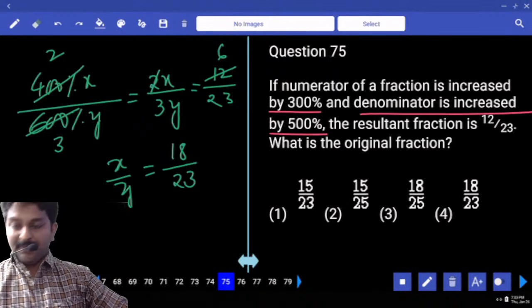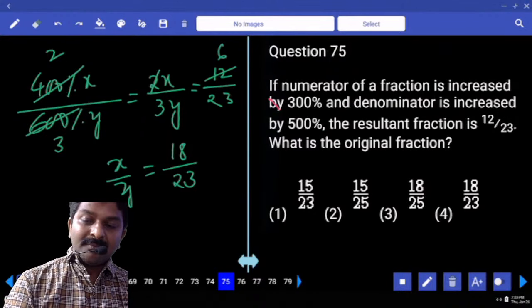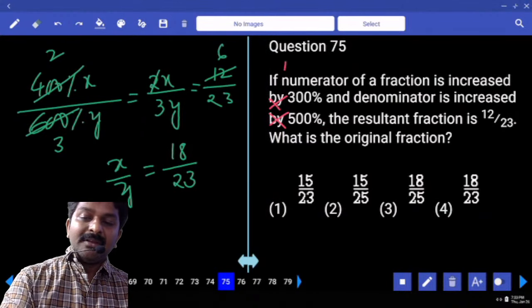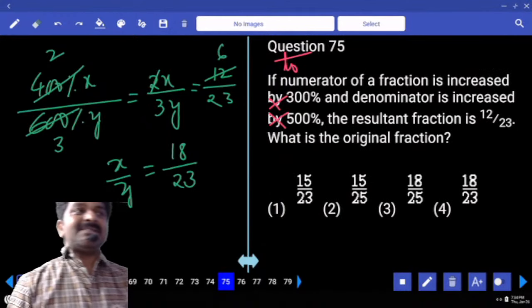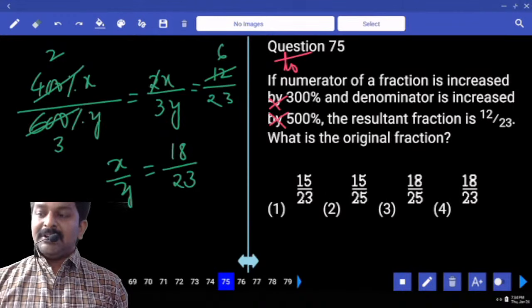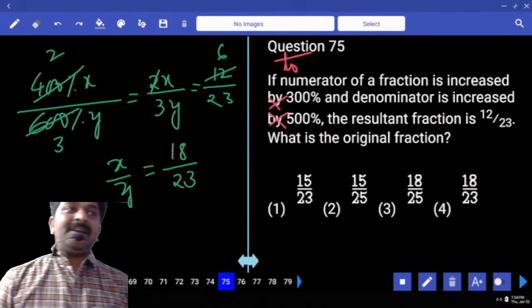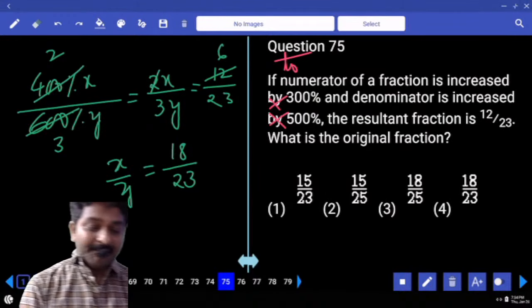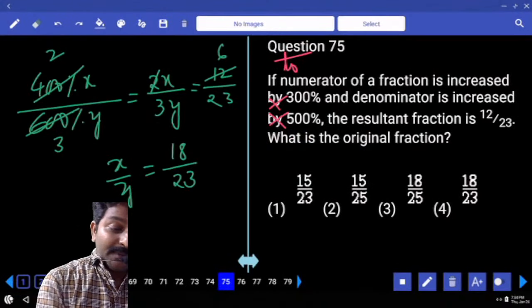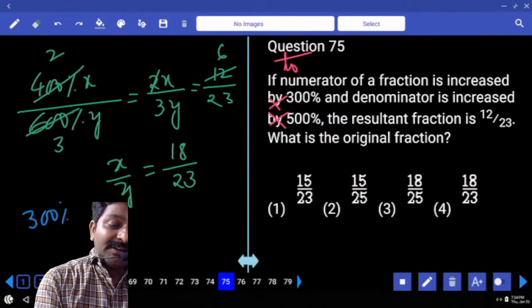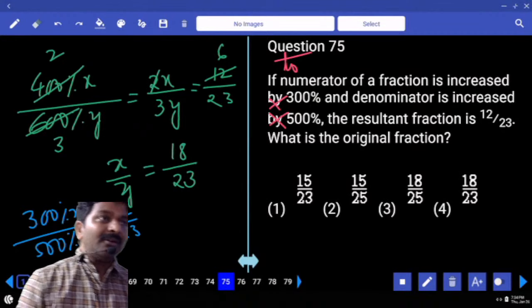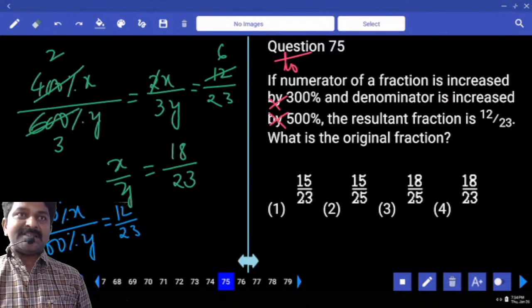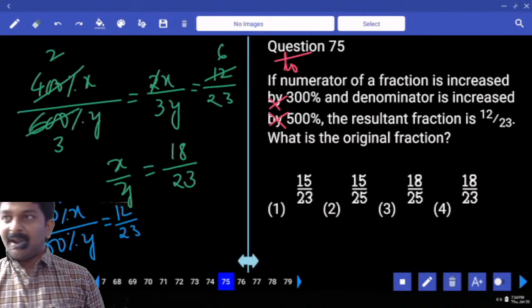In the same question, in place of increased by, if they give you increases to 300%, denominator increases to 500%, then how do you need to write? 300% of x, 500% of y is equal to 12 by 23. Do you all know the difference between increases to and increased by? Everybody, right? Okay.